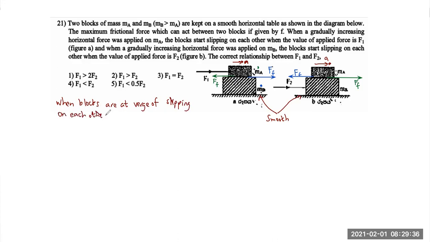Right? What's going to happen now? Slipping on each other. If you take the first diagram, the frictional force FF should be, in figure A, equal to simple F. They have given a simple F. Similarly, in figure B also, it's going to be similar, isn't it?